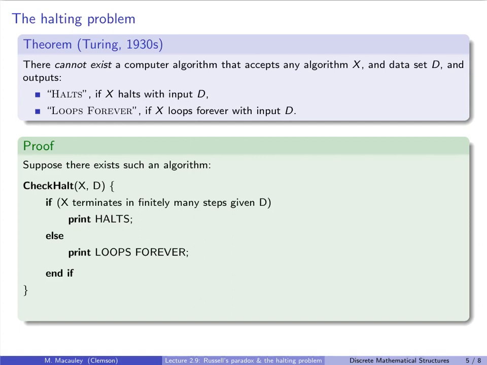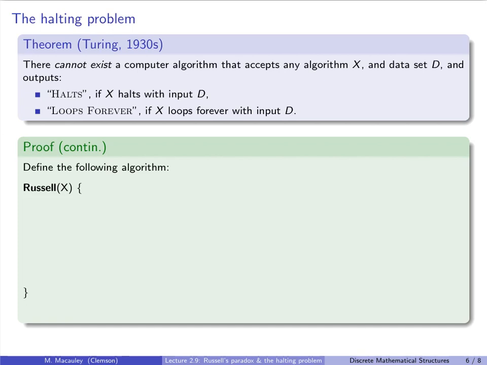Okay, so where is the contradiction? Pause this lecture if you want to think about it for a minute or two. How are we going to somehow cook up an instance of Russell's paradox from just this? You see it? Okay, here's a hint. Consider what happens if we run check halt on a program X with itself as input. Obviously, for many programs, this would not even make sense, but consider this in general.